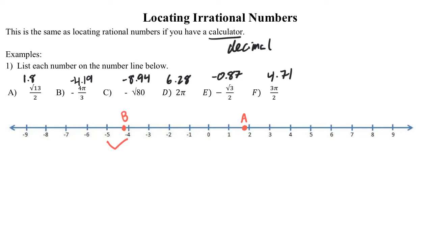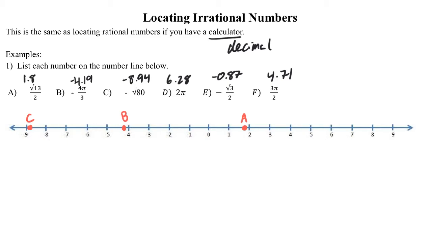Negative 8.94. Now we're in between negative 8 and negative 9, but we're definitely closer to negative 9. So I'm going to put that on the left-hand side because remember, we're working with negatives, so we're working in opposites. That 0.9 says we're closer to the left-hand side, or further away from 0, right? The more negative you get, the further left you go and the further away from 0. Okay, so we're just going to continue on.